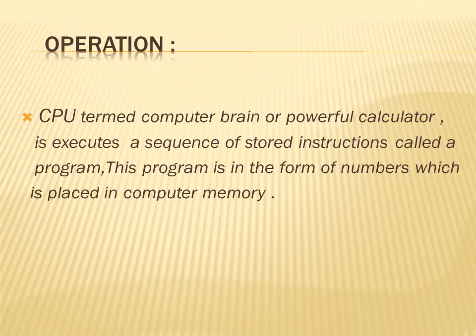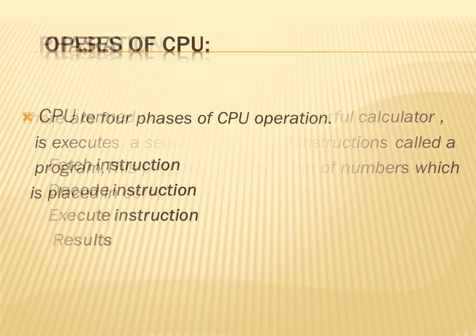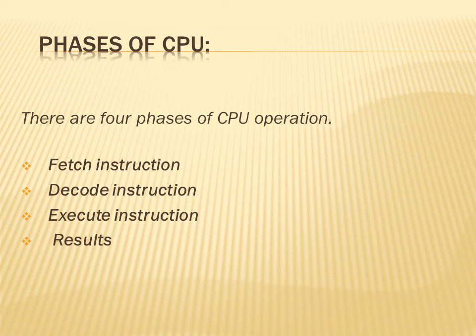There is an explanation of ALU, CU and MU. This unit performs arithmetic and logic operations. Arithmetic operations are calculations like add and subtract. So these are the phases of CPU. There are four phases of CPU operation: fetch instruction, decode instruction, execute instruction and store the results.